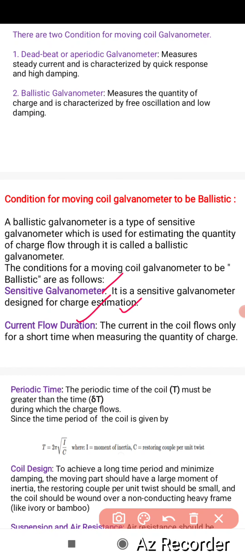Current flow duration: the current flows in the coil only for a short time when measuring the quantity of charge. Periodic time: the periodic time of the coil T must be greater than delta T, during which the charge flows. The time period of the coil is given by T equals 2 pi root of I divided by C, where I is the moment of inertia and C is the restoring couple per unit twist.